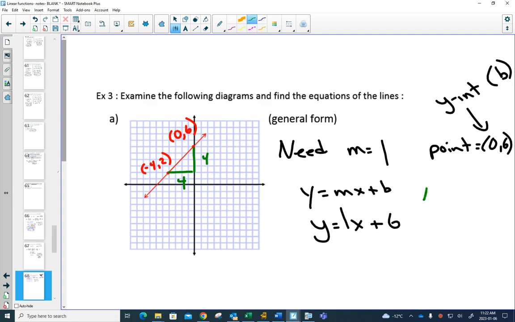General form, it needs to look like this. And again, the two things for general form: no fractions, and a has to be positive. Can you see that the number in front of x is already positive? So I would subtract y on both sides, and I would get x minus y plus 6. And it doesn't matter what side you write the equal 0 on, because obviously the left side, when you do y minus y, would be 0. So there is our general form.